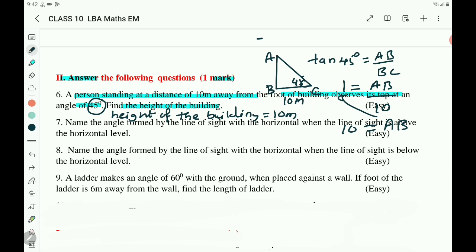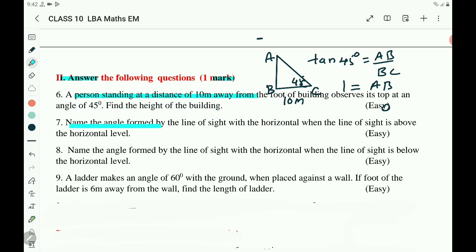Next one, name the angle found by the line of sight with the horizontal when the line of sight is above the horizontal level. Here, what is the question? Name the angle found by the line of sight with the horizontal when the line of sight is above the horizontal level. And the angle formed by the line of sight with the horizontal line is called the angle of elevation. Angle of elevation, right?